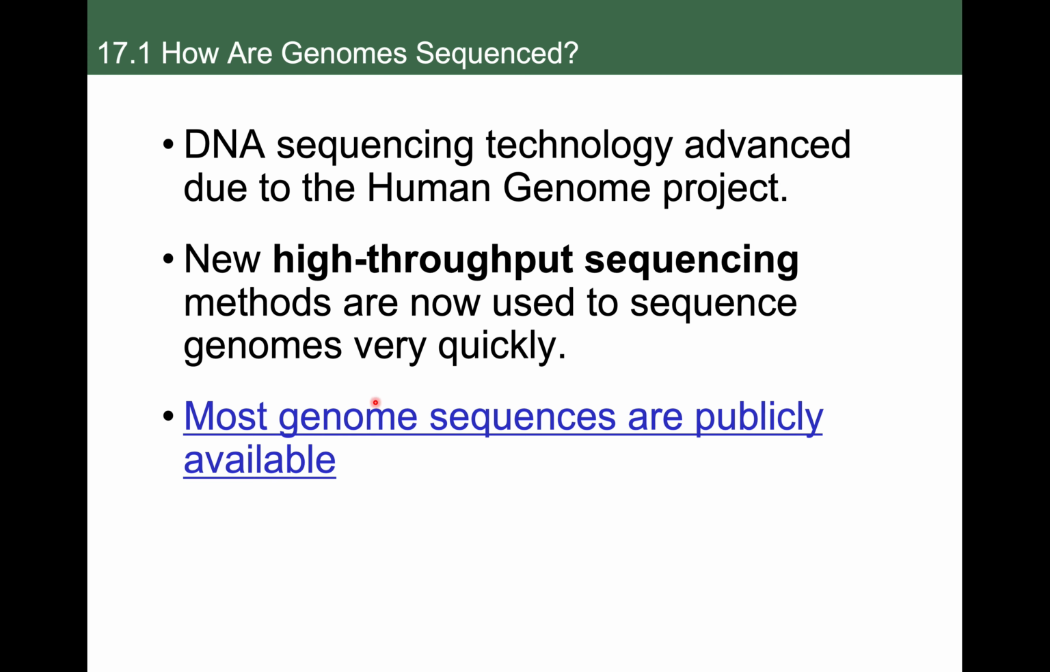And I also wanted to point out that as genomes get sequenced, almost all of them are made publicly available on websites. And that's really important because, of course, the value of having a genome sequence is to make it available to researchers that are studying specific genes or specific organisms, and they can use that information to help guide their research.